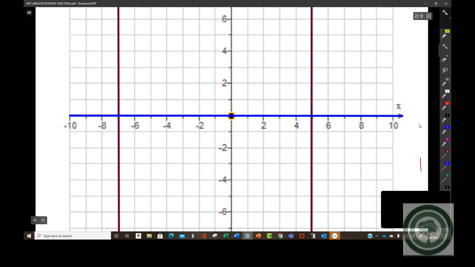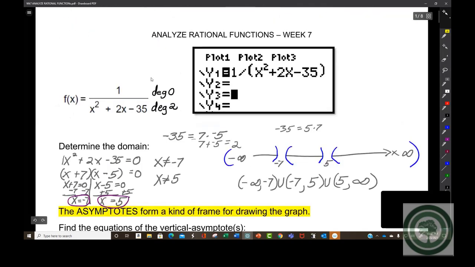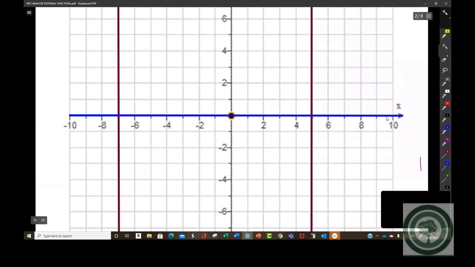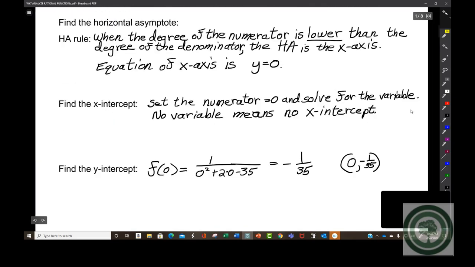These are the vertical asymptotes. This is the horizontal asymptote, which happens to be the x-axis in this particular problem, because the degree of the numerator is lower than the degree of the denominator. If you want to learn the technicalities about why, you find out in calculus, I think in calculus one. I think everybody should take calculus. It is a very interesting class. But that's then, this is now.